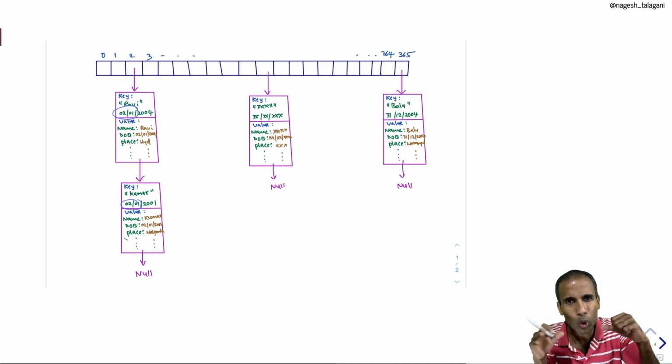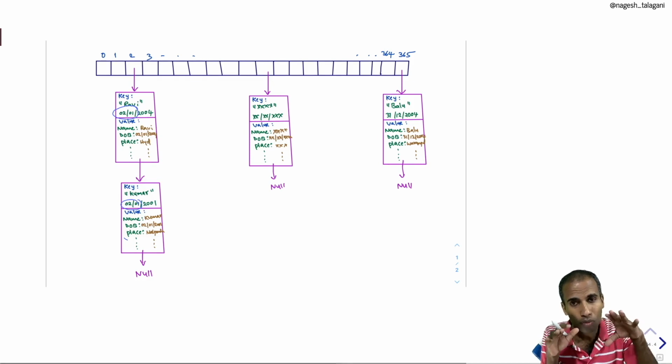We can't use too many students, right? If you use too many students, what happens? The average length of the list will be more. In that case, you may have to spend some time to get the record from each list. Okay, but having fewer than 365 students doesn't mean that we can't have any collision, even if our hash function uniformly distributes keys over indices.